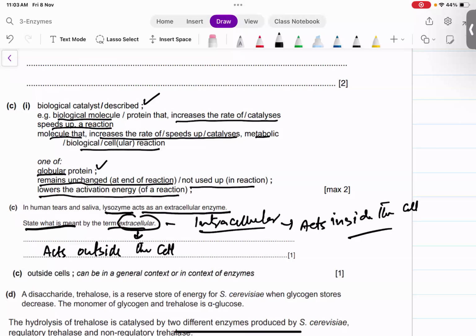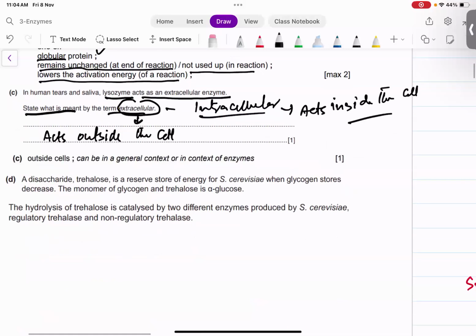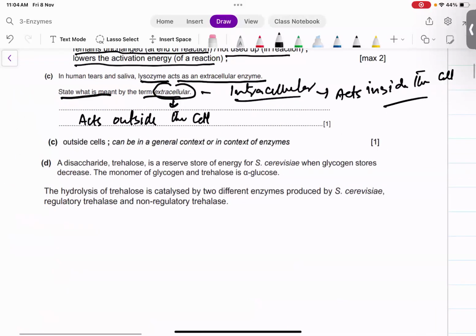Okay, so digestive enzymes which are released from the pancreas into the duodenum, or the pepsin which is released into the stomach, these are all extracellular enzymes. They work outside the cell. But enzymes which are involved in conversion of glucose to glycogen or conversion of glycogen to glucose, they carry out this reaction inside the liver cells, so they are known as intracellular enzymes. There are many other enzymes, the enzymes involved in respiration, etc.